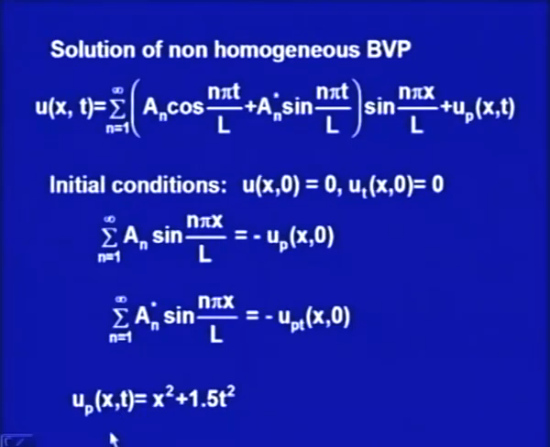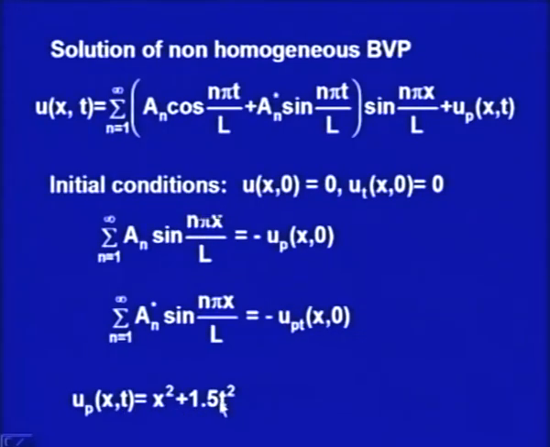Suppose in this one I take my particular solution as x square plus 3 by 2 t square. This satisfies our equation, because our equation says del 2 u over del t 2 minus del 2 u over del x 2 is equal to 1. The second derivative with respect to t gives 3, and the second derivative with respect to x gives 2. So, 3 minus 2 is 1. So, this is actually a solution of our non-homogeneous partial differential equation. So, this is a particular solution.